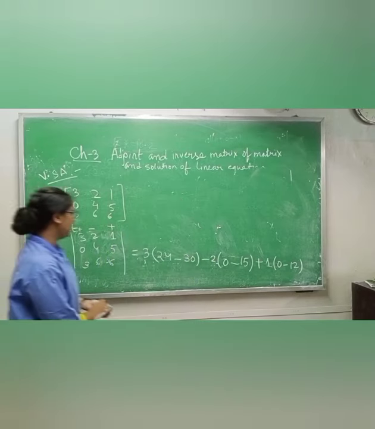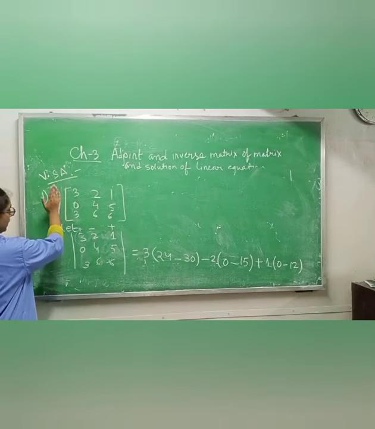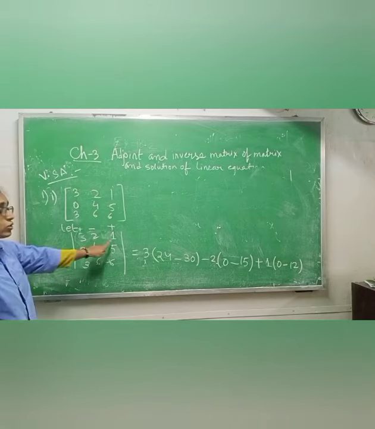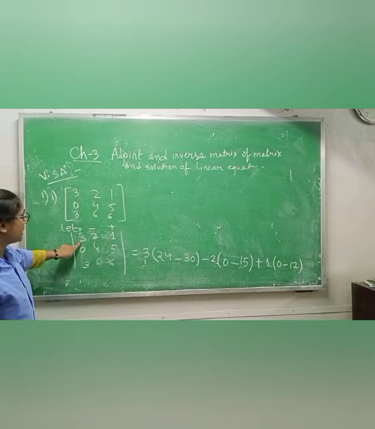Okay, again I am repeating what I am doing. First I am converting these matrices into determinant. After that I am expanding using first row. Okay, how I will expand? I will write these three.